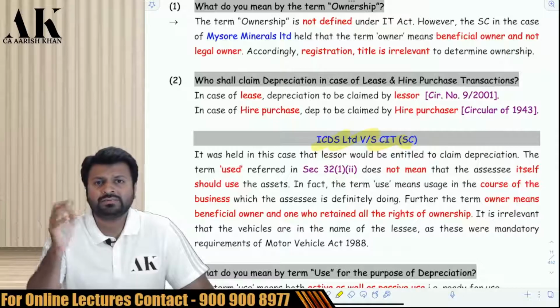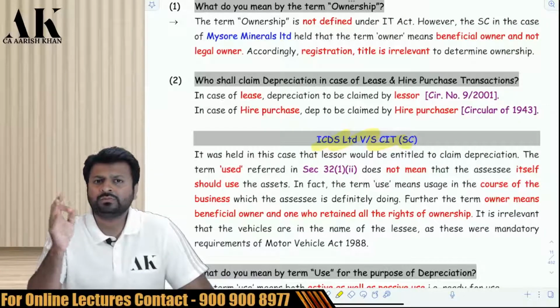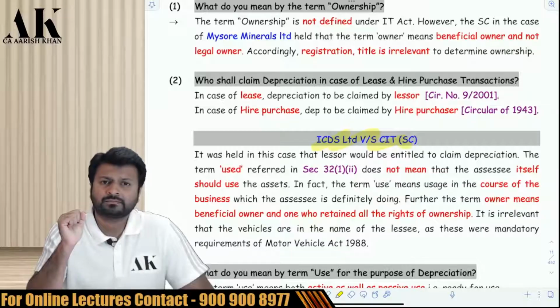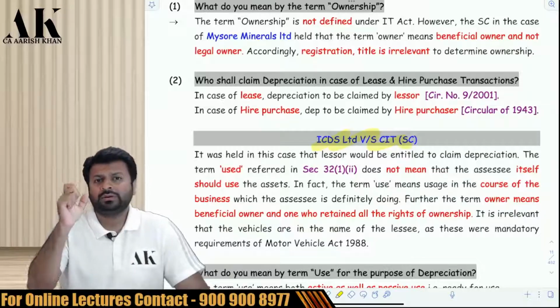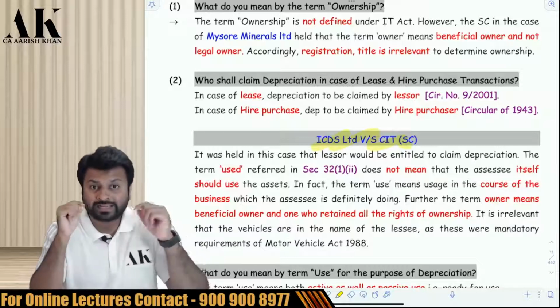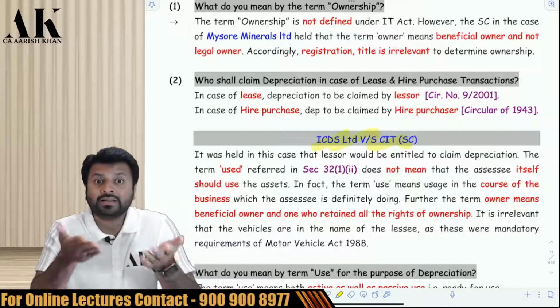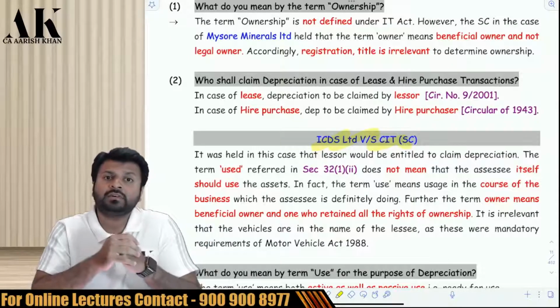Therefore, I asked a very simple question to the assessing officer. And even the Supreme Court asked the same question to the assessing officer. What do you mean by the term owner and what do you mean by the term use? The term owner means beneficial owner. Am I the beneficial owner? The answer is yes. Am I taking the benefit out of that car? The answer is yes. What kind of benefit? I am earning money out of it. That is the biggest benefit for me.